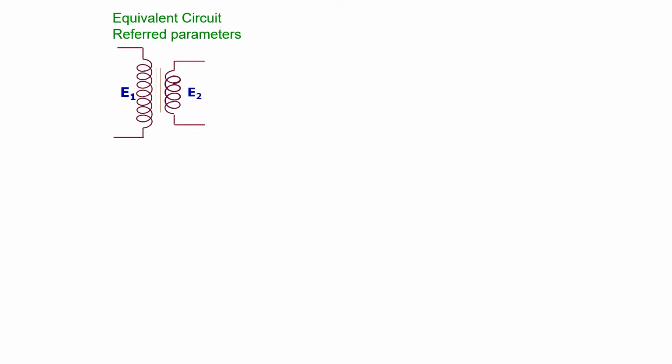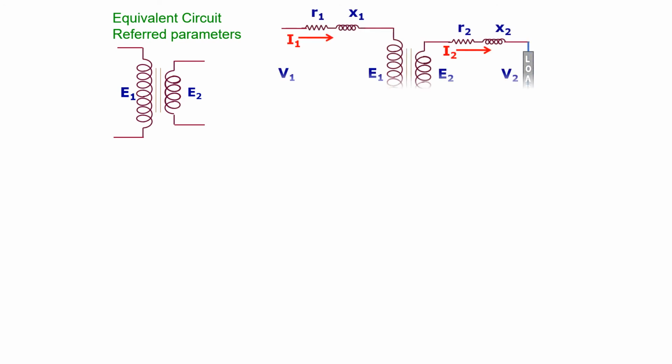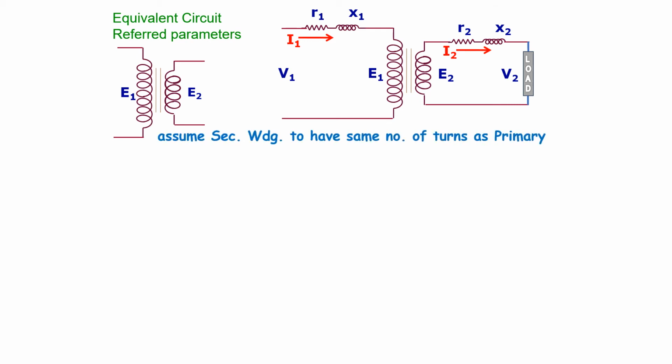We will know about the referred parameters in the equivalent circuit. The primary and secondary winding parameters are shown separately. Let us assume the secondary winding to have the same number of turns as the primary. That is, the secondary winding is referred to the primary side.